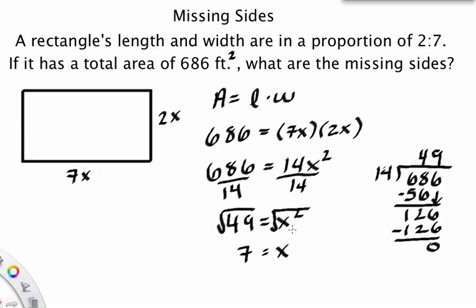Now again, just like in the missing angles video, we can't pat ourselves on the back here. We got to make sure that we take this x equals 7 and sub it back in to these values to get the actual length and width of this rectangle. 7 times 7 is 49, so this one's going to equal 49 feet. And the one up here, 2 times 7 equals 14 feet.